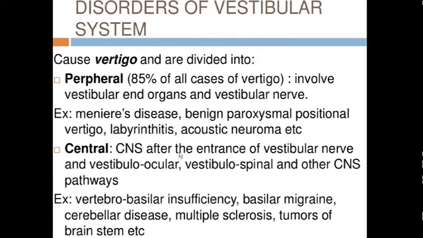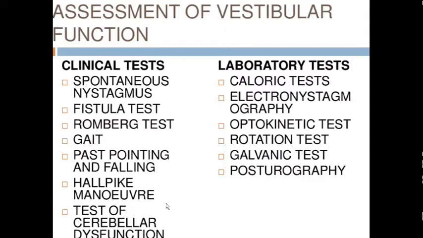Common causes of central imbalance: vertebrovascular insufficiency, basilar migraine, and the cerebellum. Yes, we all know the cerebellum maintains balance of the body, and multiple sclerosis. All these are central causes of imbalance. So assessment of vestibular function also primarily focuses on this aspect, what is the cause of this?